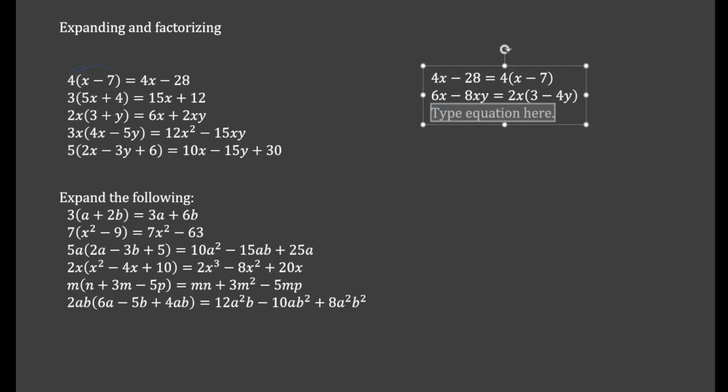Let's say we have 3x squared plus 15x minus 12. What would be the common factor here?